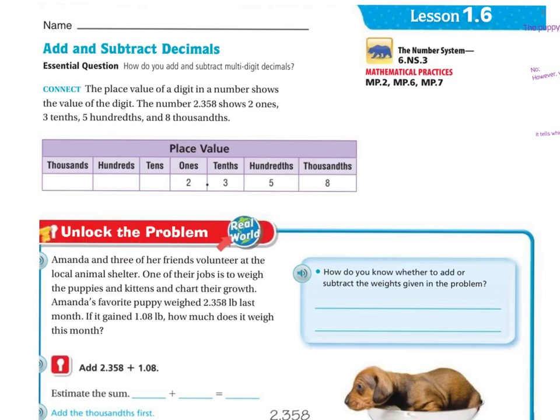Let's unlock the problem. Amanda and 3 of her friends volunteer at the local animal shelter. One of their jobs is to weigh the puppies and kittens and to chart their growth. Amanda's favorite puppy weighed 2 and 358 thousandths pounds last month. If it gained 1 and 8 hundredths pound, how much does it weigh this month?